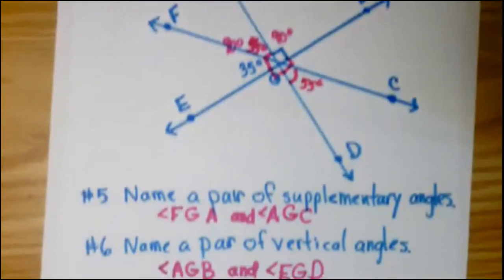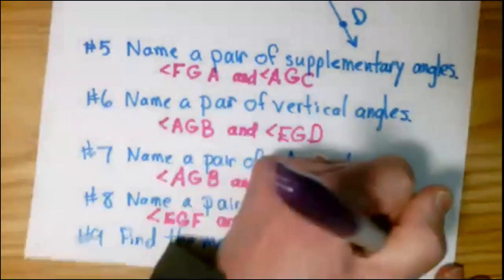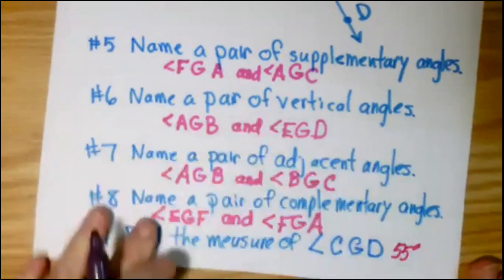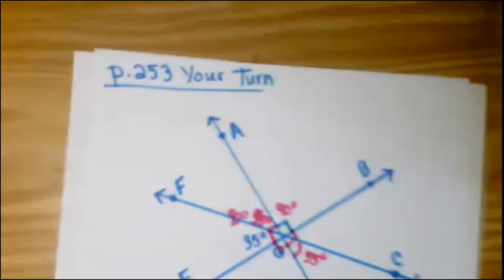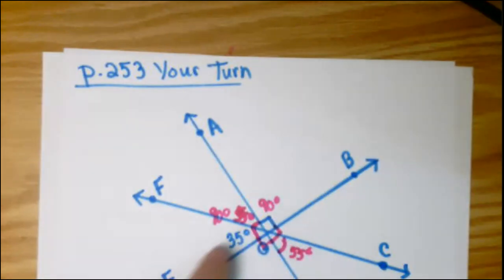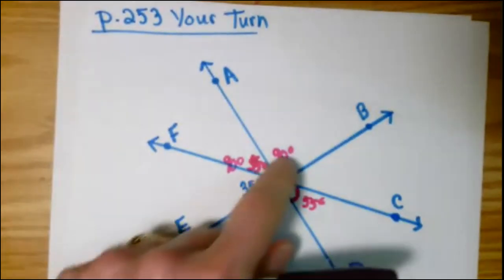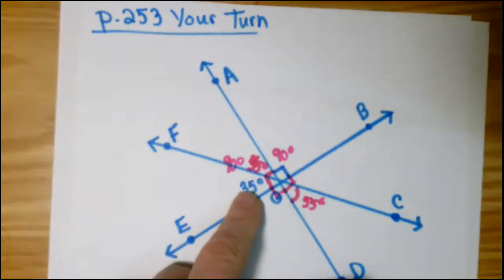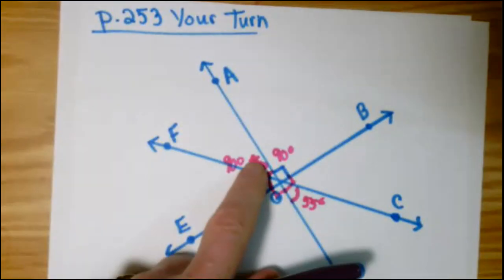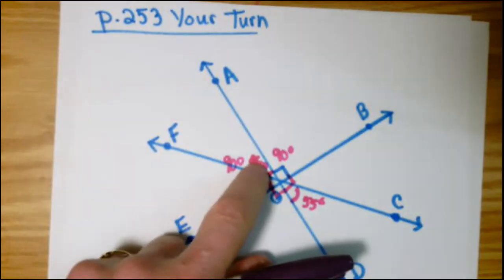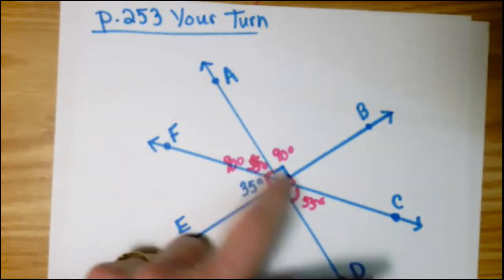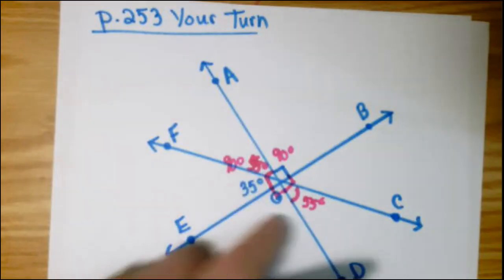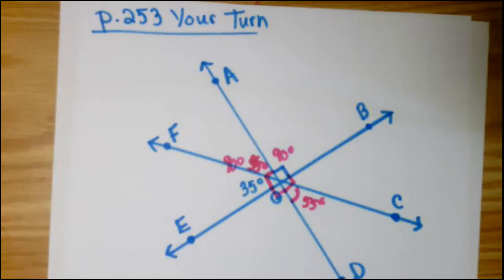Okay? Hopefully that made sense to you. 55 degrees, because again, we had to go a little bit backwards to figure it out. This is 90, so this whole thing has to be 90. This is 35, so 35 plus 55 is 90. This is a vertical angle, so they're congruent to each other, so this also has to be the same, 55 degrees. That's one way of figuring it out.